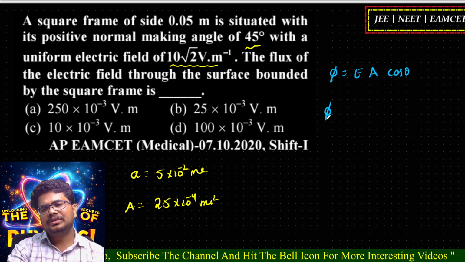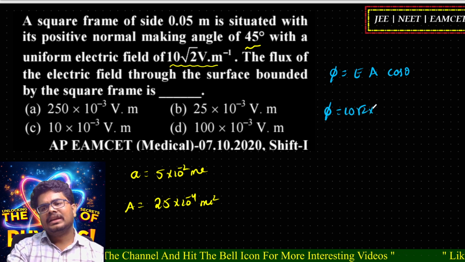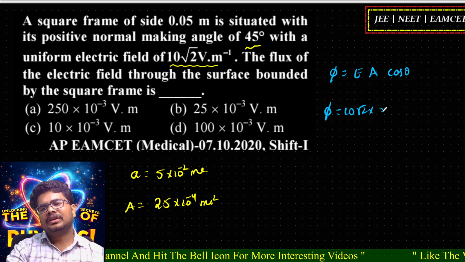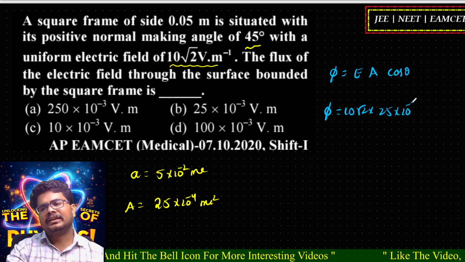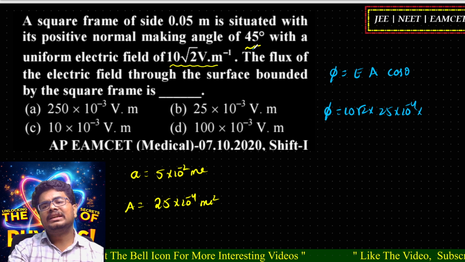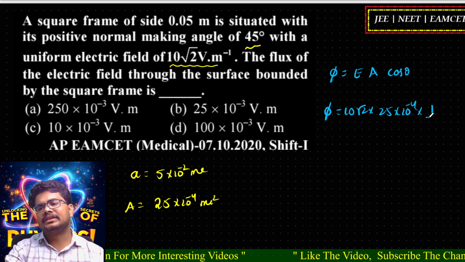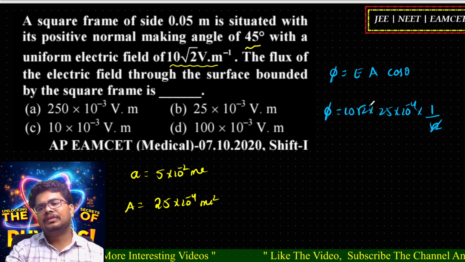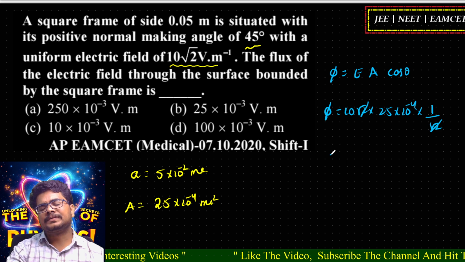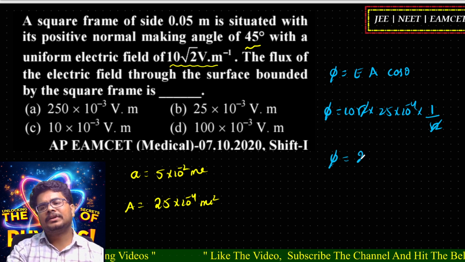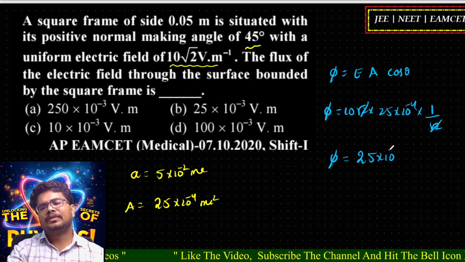So flux equals E. How much have they given? 10 root 2, sir. That's okay. The area value I calculated, how much? 25 into 10 power minus 4, we calculated. Cos theta, theta value is 45. Cos 45 is 1 by root 2. We should know basic mathematics. Root 2 will get cancelled. 10 into 10 power minus 4, 10 power 3 will become 25 into 10 power minus 3.